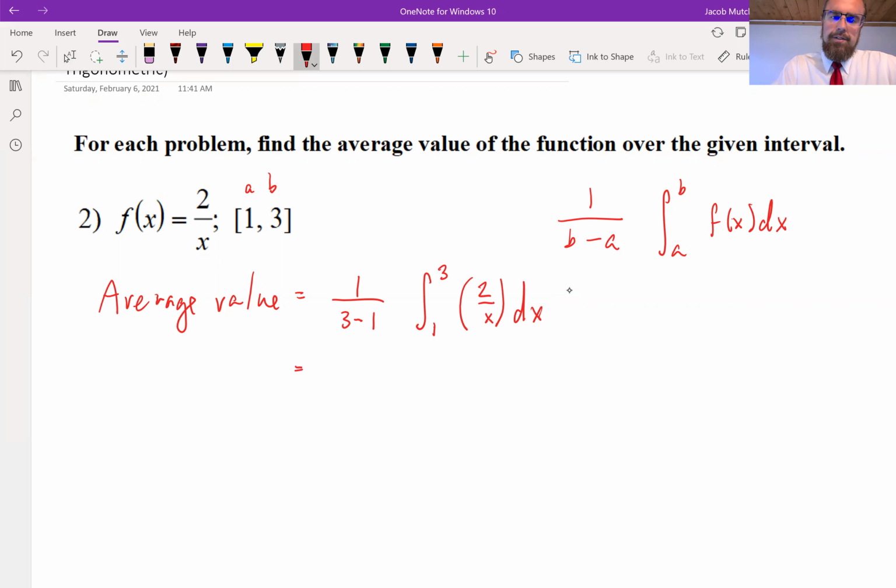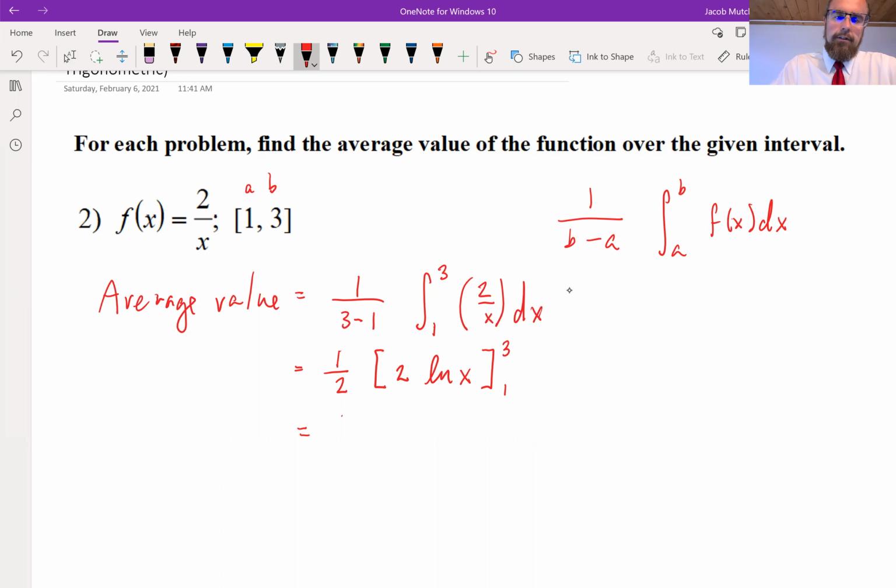I'll simplify this average fraction out front. That'll become 1 over 3 minus 1 is 2, so half. And then the integration of 2 over x is going to be 2 times 1 over x's integration, which is the natural logarithm of x. And we'll evaluate from 1 to 3.